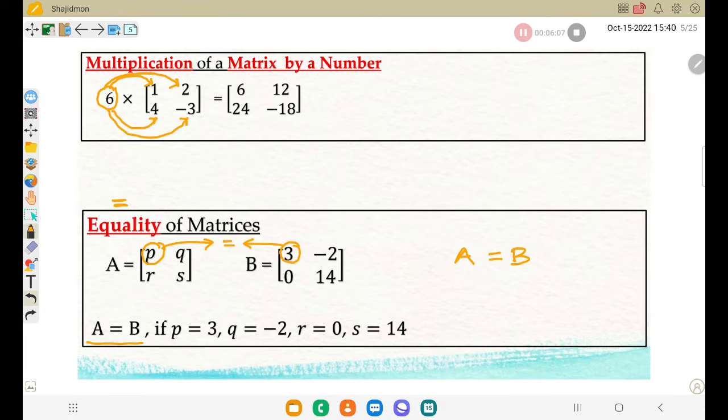So this is the meaning of the equality of two matrices. If you want to find some missing number, we can use this one, correct? Two matrices are equal, some numbers are missing. We can equate like this and we can find what that missing number is. So this is the meaning of equality of two matrices. I hope you understood this idea also.